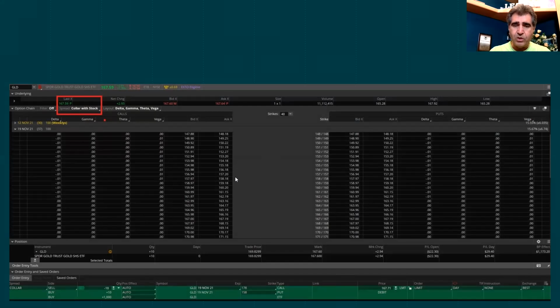So what I like to do, I just bought, let's say, 1,000 shares of GLD ETF, gold ETF, and I want to protect myself if it goes down 5%. So I'm going to look at November, which is about plus 30 days. We have about 37 days, so that's a good number. And this is from Thinkorswim. You go to the collar with the stock. That means you hold the stock and you would like to have a collar strategy.